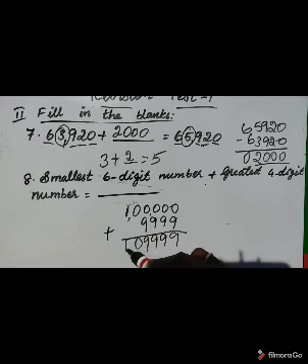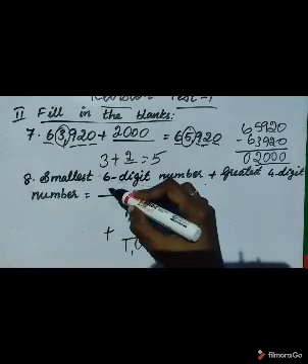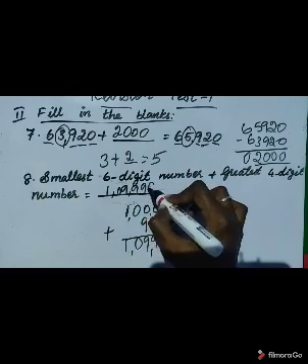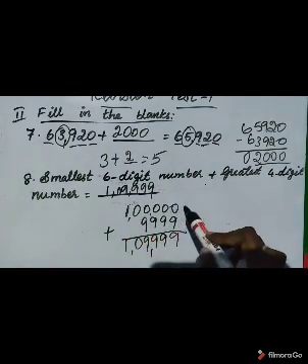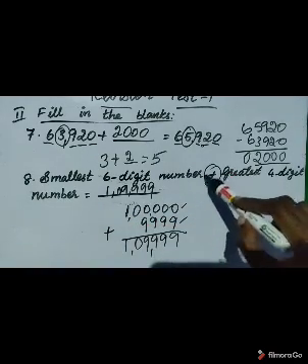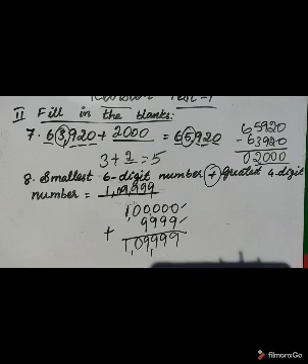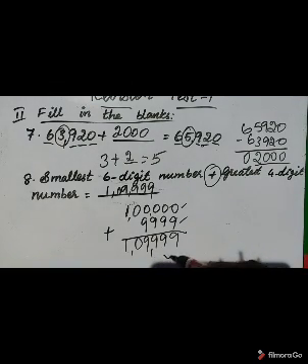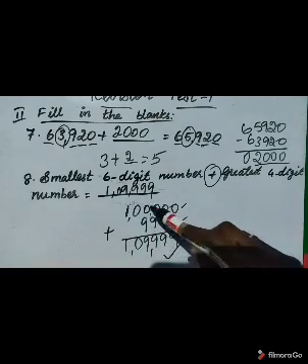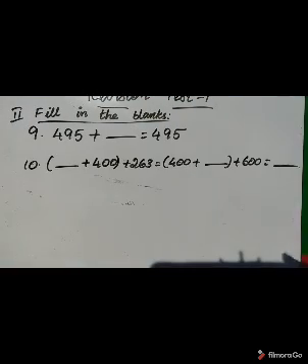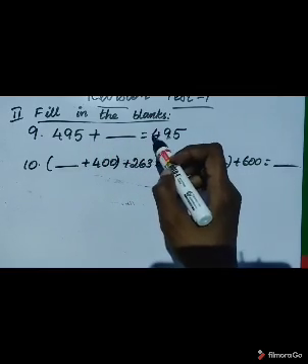Next one, here three numbers are given in brackets, so I told you this is the associative property. In the associative property, at the equal sign, on both sides you find which number is missing. Here 400 is there on both sides. 263 is on this side, but it is not here. So in the dash, here you write 263. Now on this side 400, 263 is there, 600 is not there. So in this dash, you write 600.